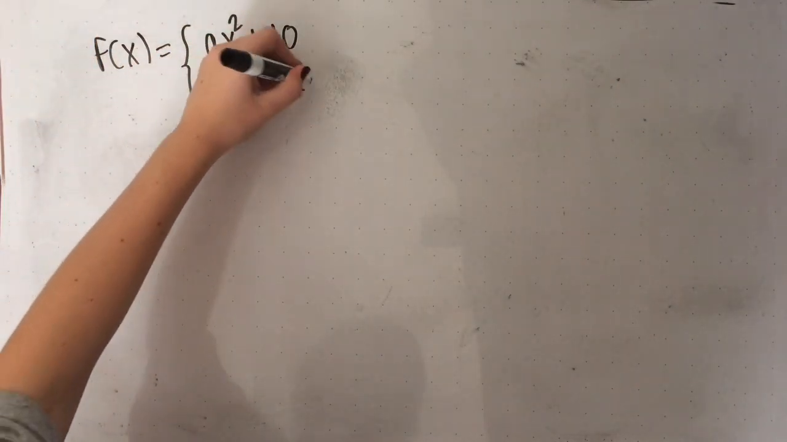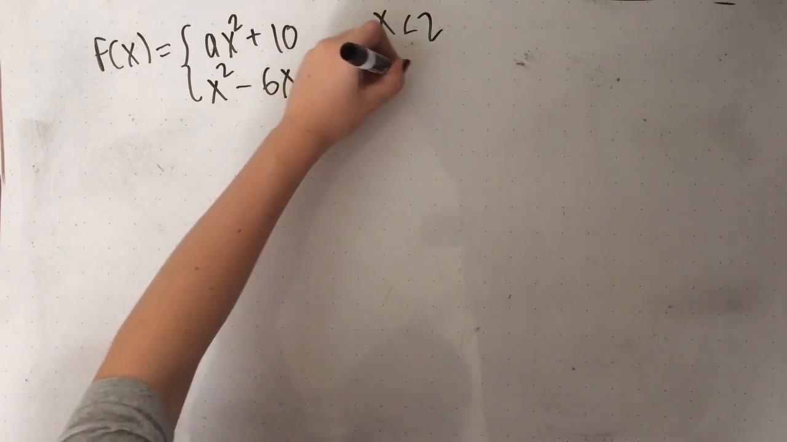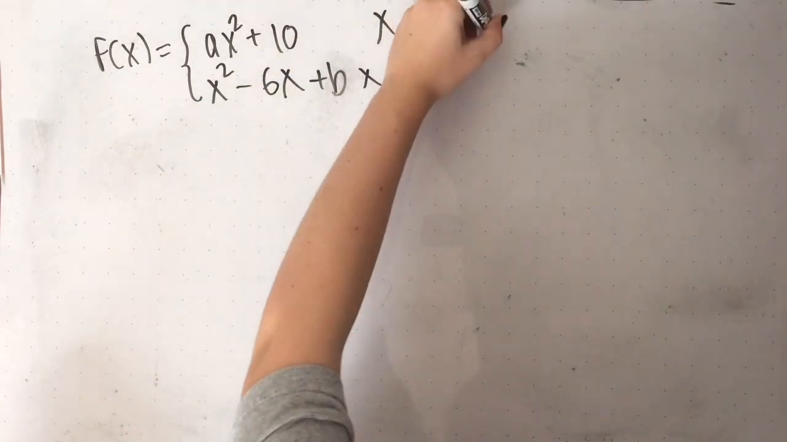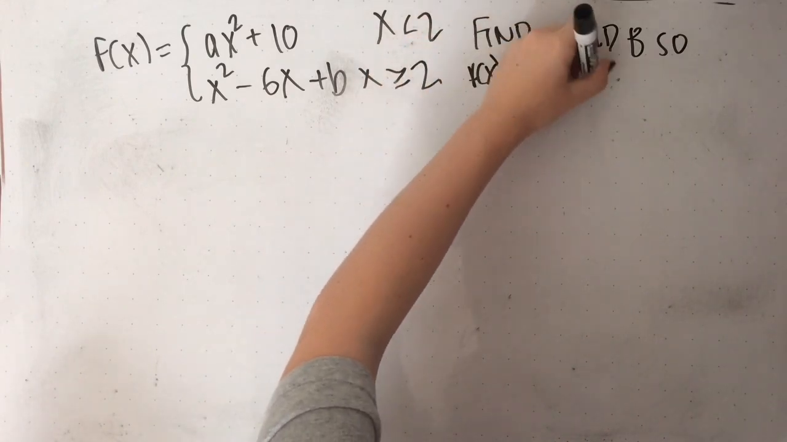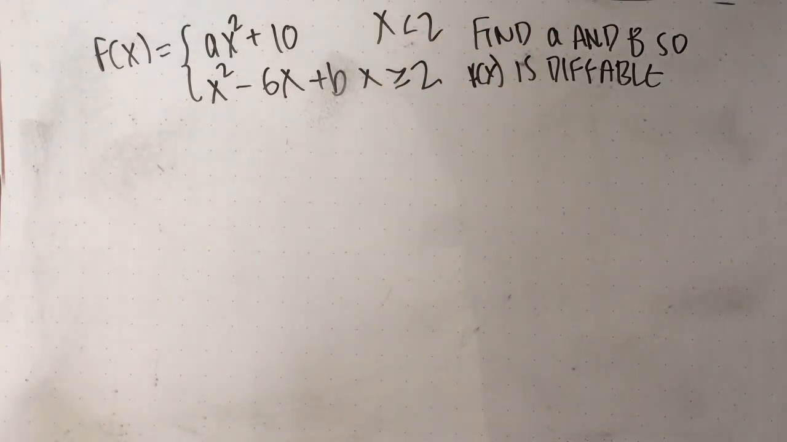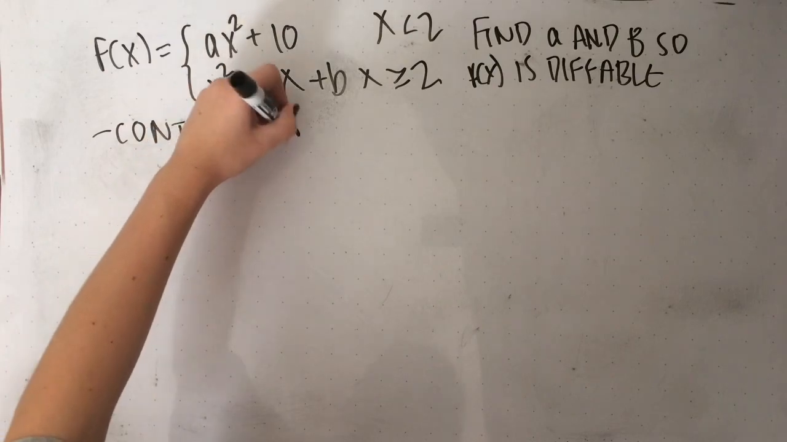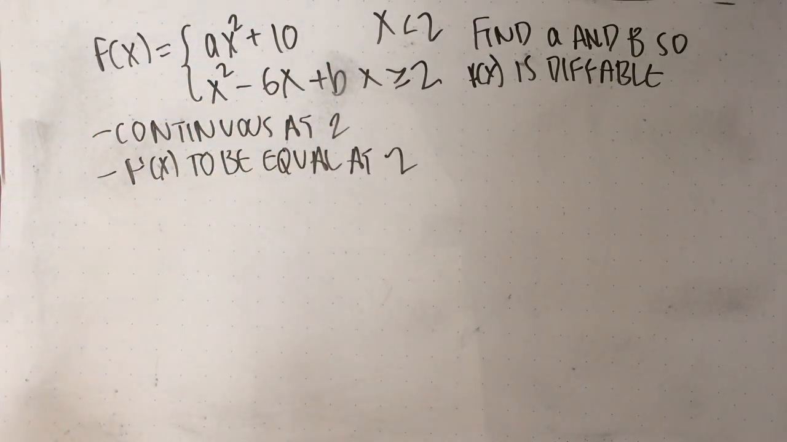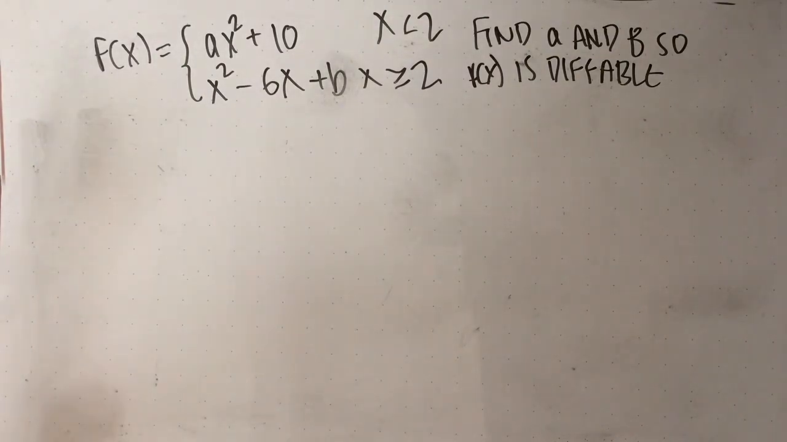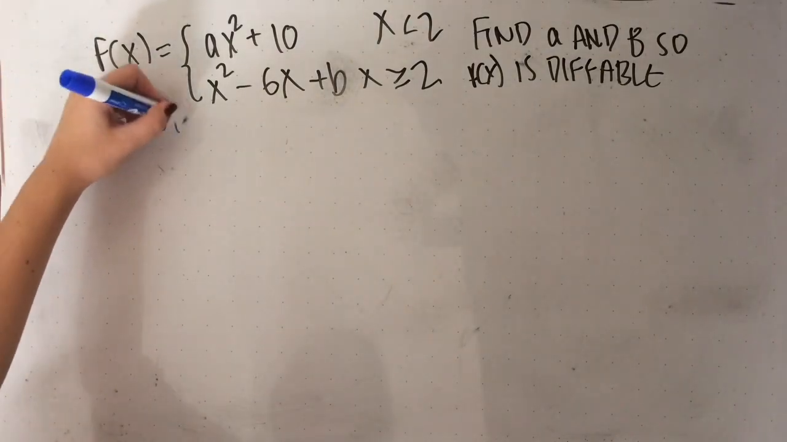So you might see problems that ask you to apply this knowledge of differentiability. A common one will give you a piecewise function with variables, and you have to figure out what the variables are to make it differentiable. So we know that for something to be differentiable, it has to be continuous, and then the derivatives are going to have to be equal to each other. So in this case, it's at 2. And using that knowledge, you can write your two equations.